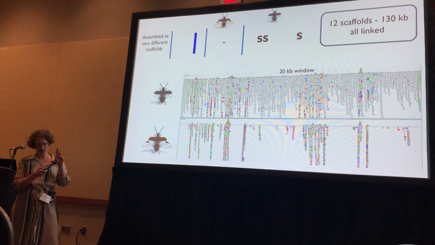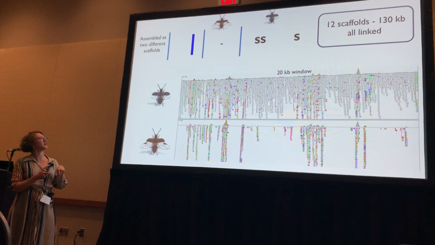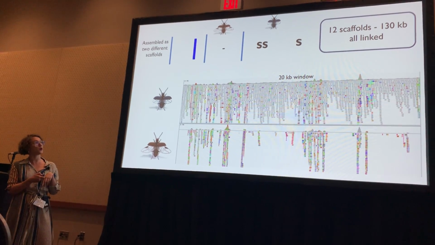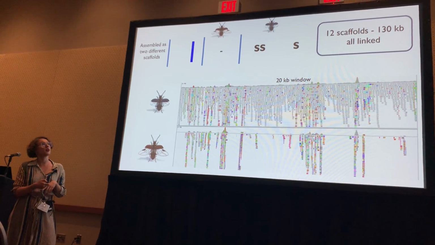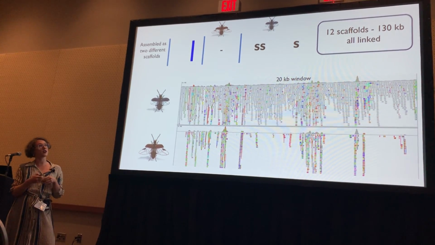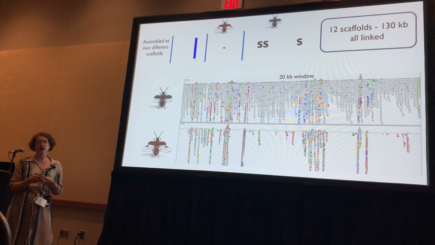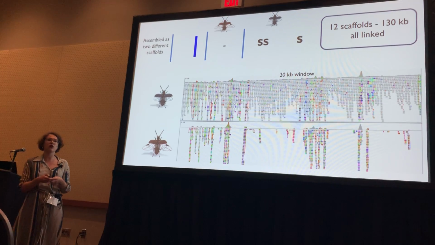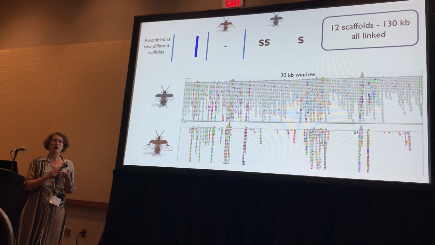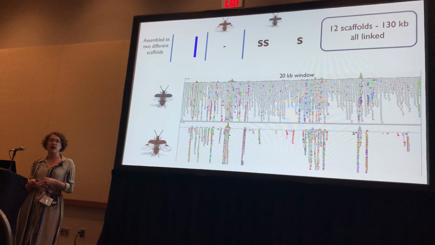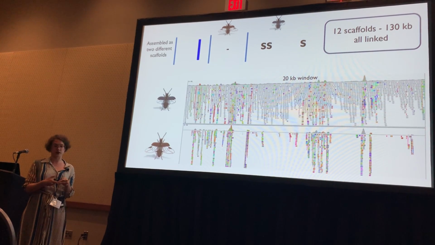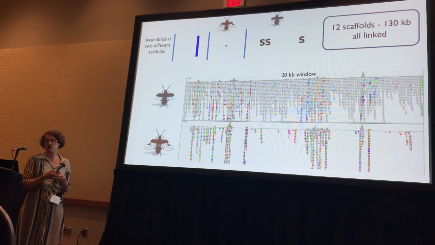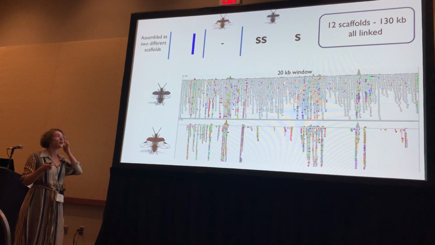And luckily, here we had a prize. We found 12 scaffolds, and altogether they are 130 kb. And we managed to link them all. They are all linked through the PacBio data, the 10x data, and we also have insert libraries of 2 kb. So apparently it was pretty easy to link them all.